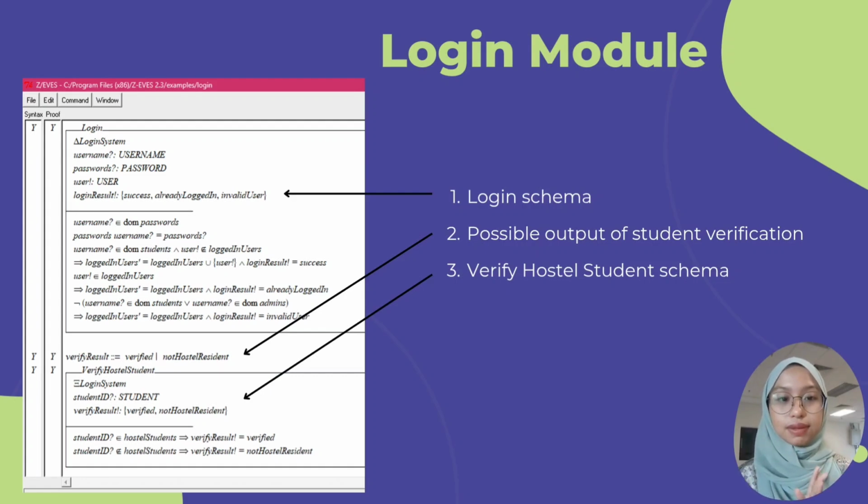And the second schema is the verify hostel student schema. After logging in, we check if the student is staying in the hostel, and if yes, it returns verified, and if not, it returns not hostel resident. Because at first, the students that can add complaints are only students that stay in the hostel.